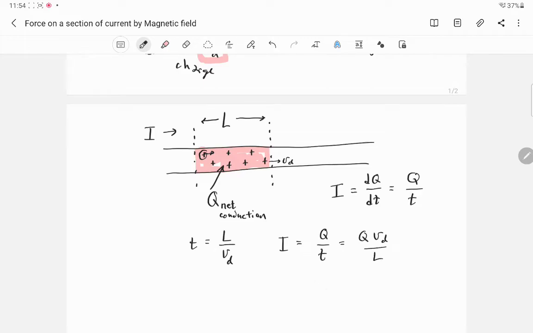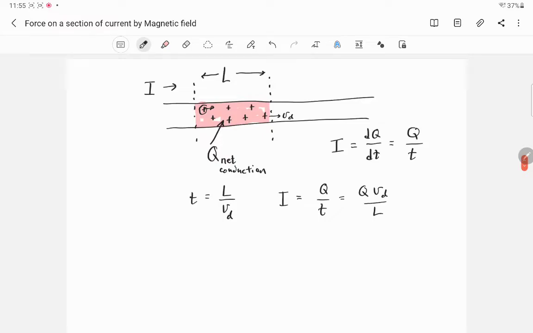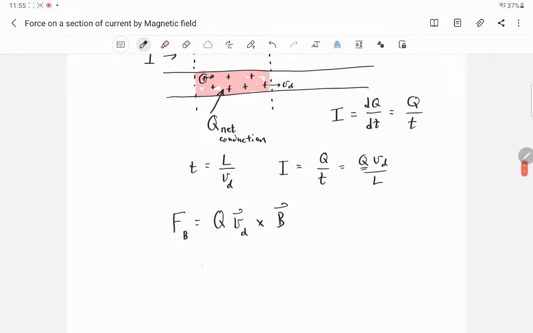So that's the current. So what's interesting is now to think about what is the magnetic force on all of this conduction charge. The magnetic force on all that conduction charge, which is going to be the force on this section of wire, is just the amount of charge that's moving times the drift velocity, vector cross product with the magnetic field, right? But an interesting thing I can do is realize this interesting connection.